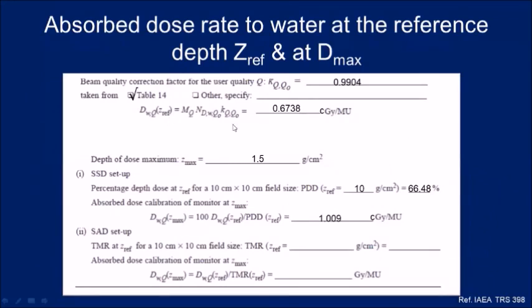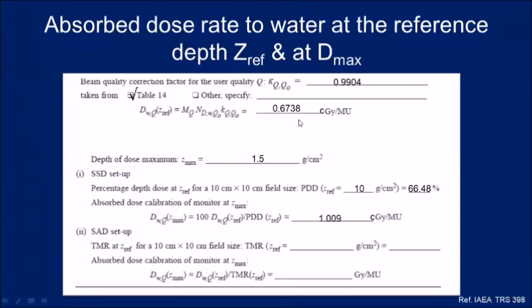How do you convert that? You multiply by the NDW factor. That is your calibration factor. But the calibration factor was for cobalt, so you also need KQQ0, which we found out from the table, which is 0.9904. So now we get the dose at the reference depth of 10 centimeter to water as 0.6738.